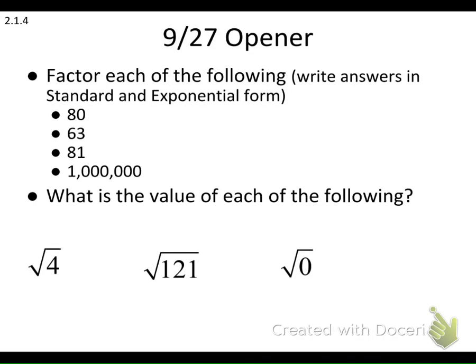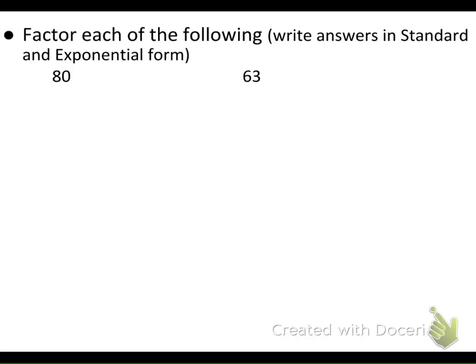So today is Thursday, the 27th. Our two lessons that we learned this week are both on our opener. The first one is prime factorization, and then the second part is going to be square roots, which is what we talked about yesterday. So the first set of directions say factor each of the following. You're going to write your answers in standard form and then exponential form.